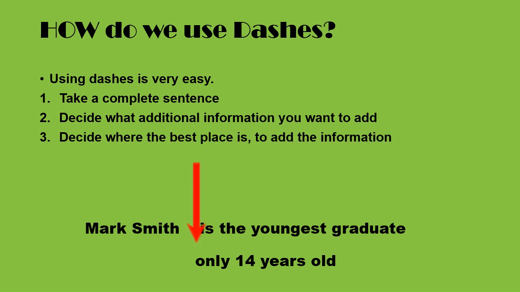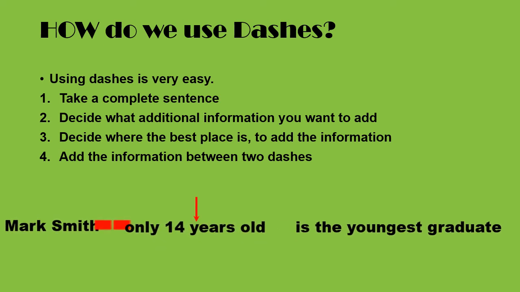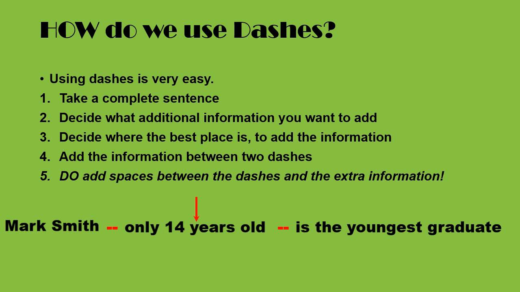So again, we decide where is the best place to put that information in the sentence. And just like with brackets, we put this in, but this time we're using dashes. And this is a little bit different. We do add a space between the dash and the information, and at the end there is a space here. So that's a total of 4 spaces. After Smith, there is a space, then our dash, then a space. Add the information, then there's a space and a dash and a space.